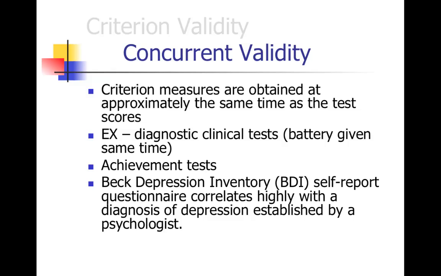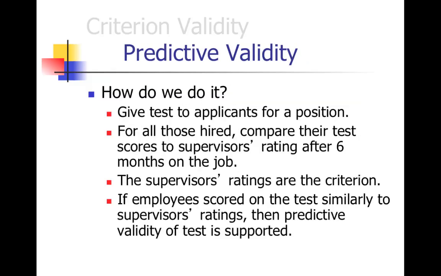With achievement tests, there are subtests that we do all at the same time, same with IQ, and that's giving us some concurrent validity. We can also use an inventory, such as the Beck Depression Inventory, alongside a self-report questionnaire of depression established by a psychologist. We can use those at the same time, and if they're both pointing towards depression, then we have concurrent validity. So it has to do with when we are looking at those things.